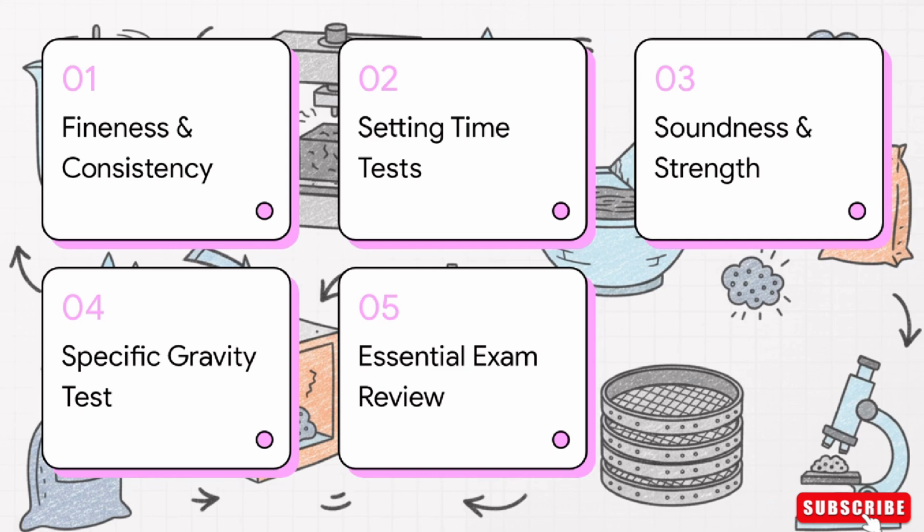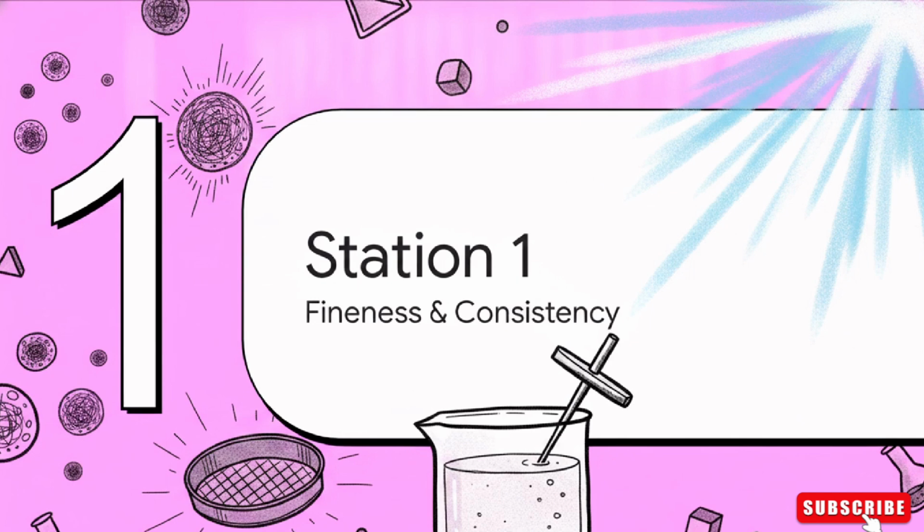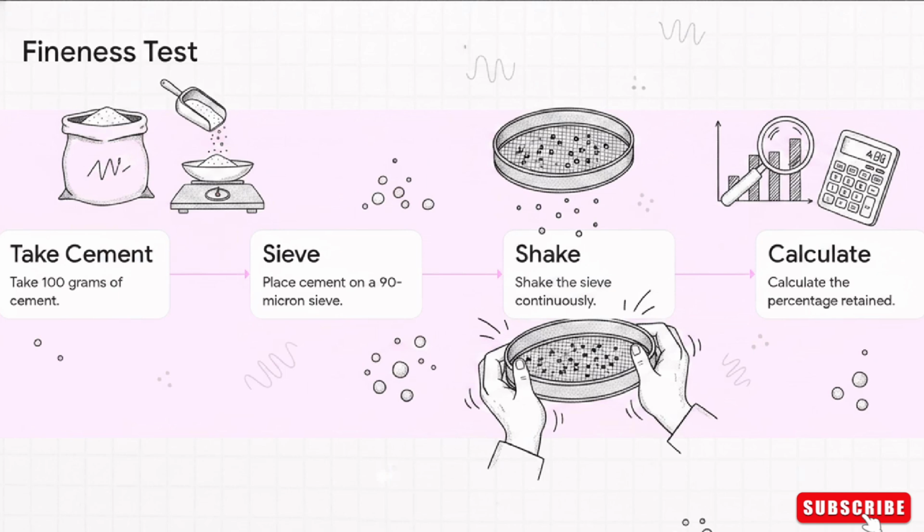Let's get moving. All right, Station 1, fineness and consistency. Let's step up to this first bench and take a look at exactly how particle size and standard paste requirements are measured. We're starting things off with the Fineness Test. The whole objective here is simple, but totally vital, and that's determining the particle size of our cement. Why? Because finer particles mean a much faster rate of hydration, which directly leads to better strength development.